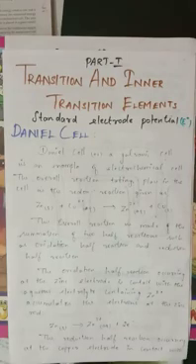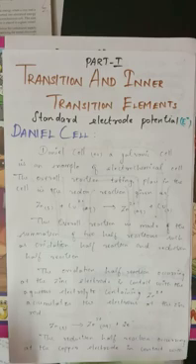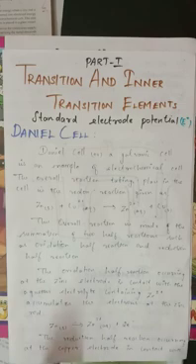Good morning, students. Today we are going to see the lesson on transition and inner transition elements. What does that mean actually? The periodic table. In the periodic table, the left side has s-block elements and the right side has p-block elements. In the middle are the d-block elements, isn't it? The d-block elements are known as transition elements.